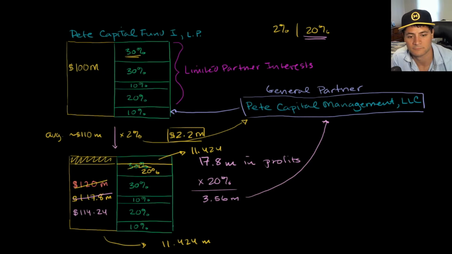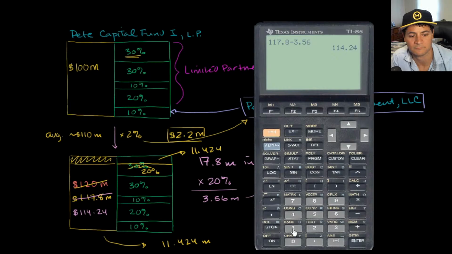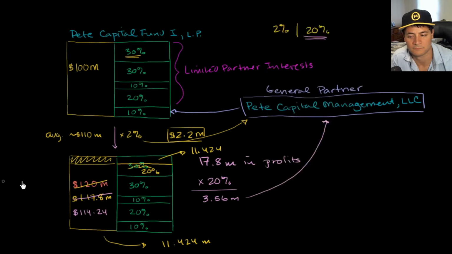Let me take the calculator out again. The fund will now be left with 114.24 minus 11.424, which is going to be 102.816. And at the same time, other people might say, hey, that was a pretty good return. I'm going to now contribute to the fund.